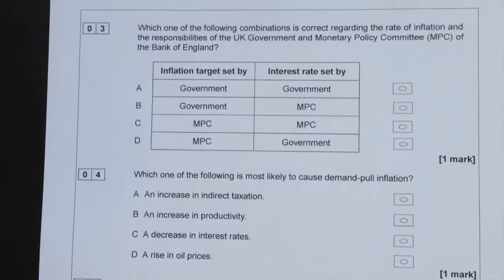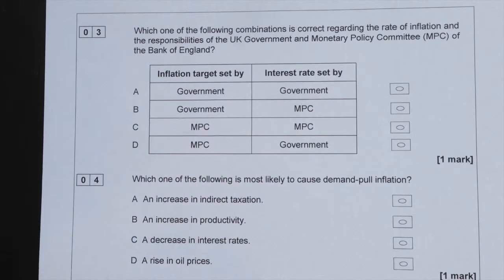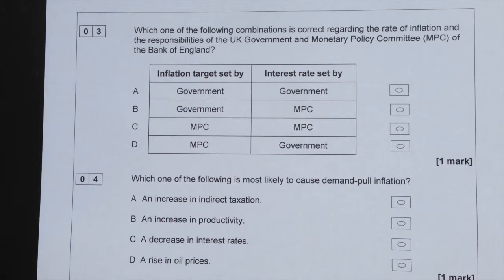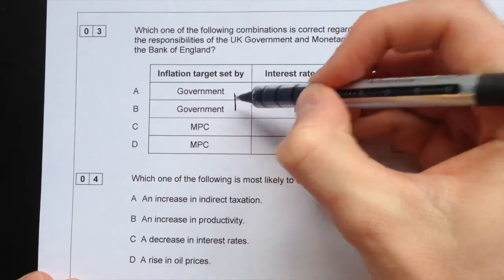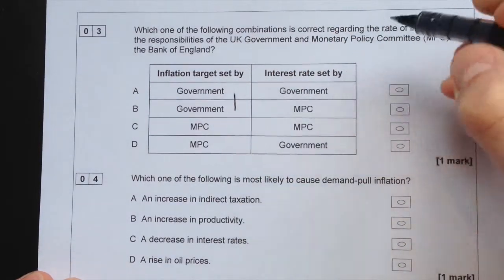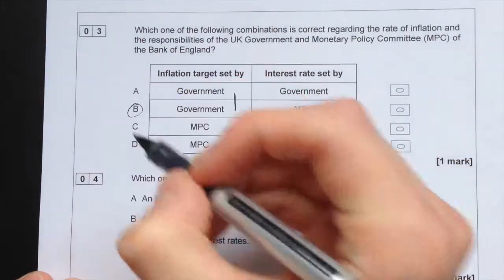Okay. So now question 3. Which of the following combinations is correct regarding the rate of inflation and the responsibilities of the UK Government and Monetary Policy Committee of the Bank of England? The Bank of England is independent of the government, but the government sets the inflation target rate. But the Bank of England is free to set the interest rate, and they set the interest rate that they think is best suited for the inflation target that the government give them. So the inflation target is set by the government, so it's either these two, and the interest rate is set by the Monetary Policy Committee. So that answer is B.